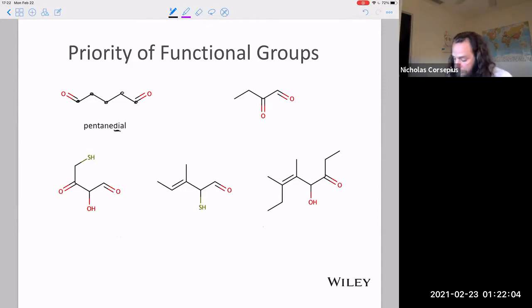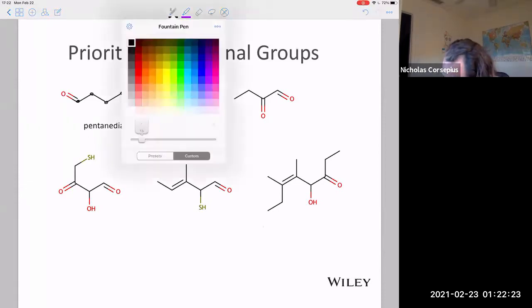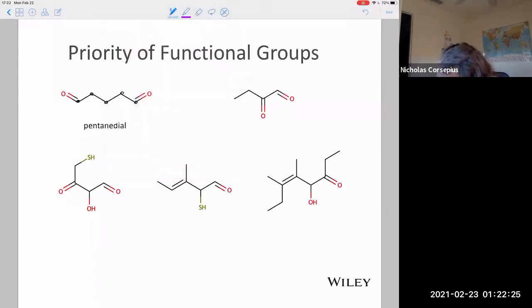But then I have to include the e, so it's pentanedial, not pentandial, like you might think it would be. That just sounds weird. It doesn't sound right because you have those 2 consonants butting up against each other. So you actually keep the E on the end. So pentanedial.